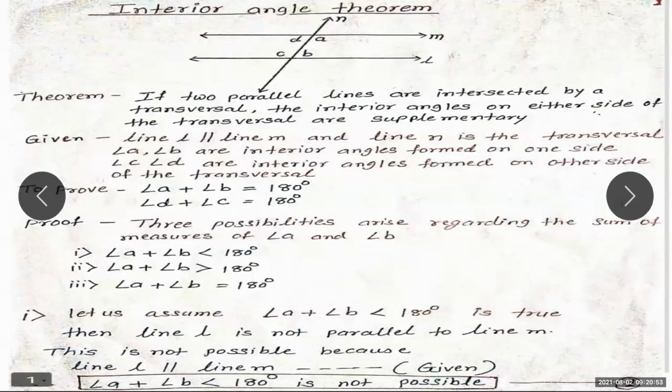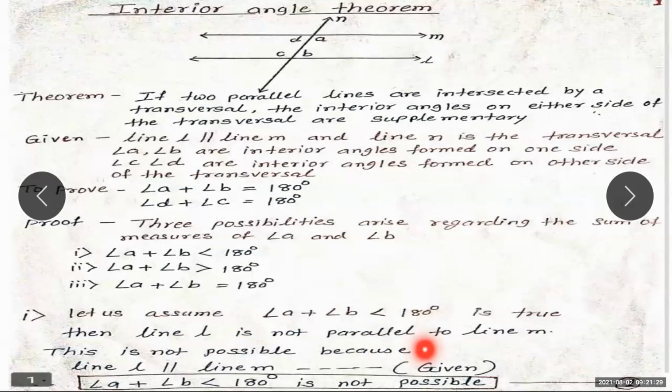Then see, if these two angles together are less than 180 degrees, then the lines will not be parallel, because we know the property that the pair of interior angles is supplementary, that is equal to 180 degrees. Now if that is the pair of interior angles, then that should be 180 degrees, and here we assume that it is less than 180 degrees. So the lines are not parallel.